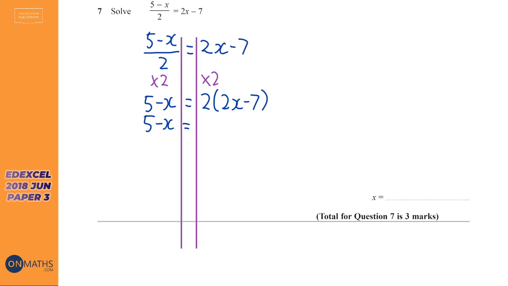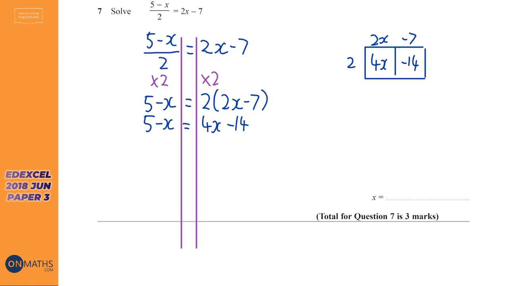Okay, so let's just do a quick grid. I definitely don't need to do a grid for this, but it's good if you're not sure what I'm doing, if I show you what's going on in my head. So 2 times 2x minus 7: 2 times 2x is 4x, 2 times minus 7 is minus 14. So we've got 4x minus 14.